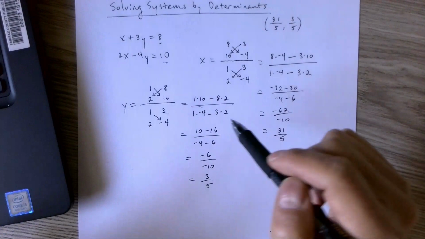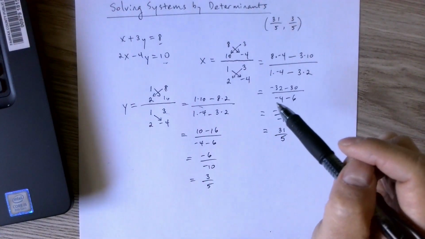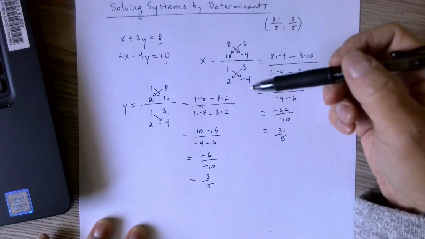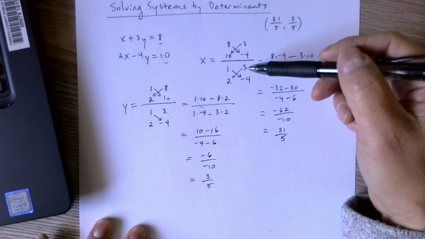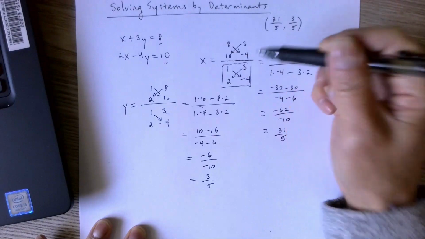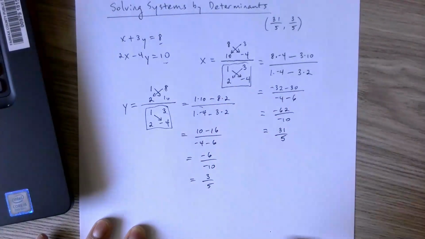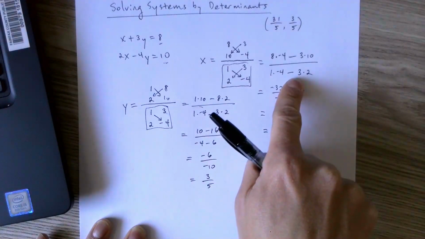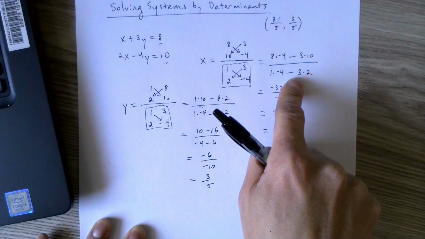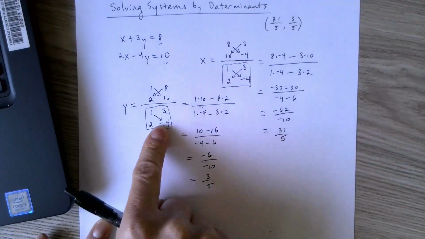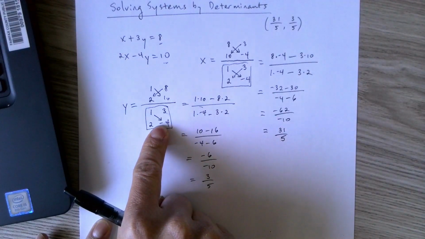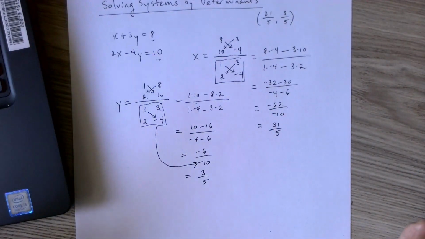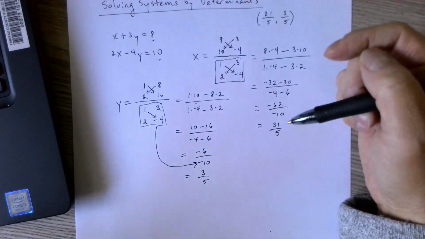Okay, now I'm going to give you a few pointers here that might save time. First of all, the denominator of each fraction is the same. This is the same as this. So I actually didn't have to do this again because it's identical to the denominator work when I was looking for x. So I could have just gone straight from here to here. I already know it's going to be negative 10. So that saves a lot of work.